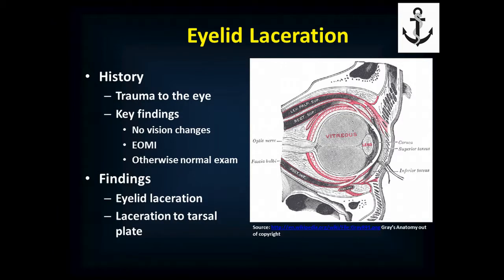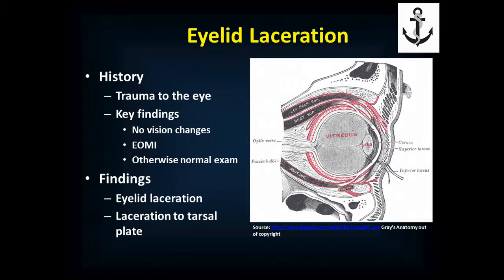You may have to deal with eyelid lacerations. Trauma to the eye is very common, particularly for people wearing small frame glasses. The glasses get pushed backwards, the edge of the lens pops out, and it lacerates the eyelid. The key is that they've had trauma. You want to make sure they don't have vision changes, that their extraocular movements are intact, and that they have an otherwise normal exam. And then you look at the eyelid.